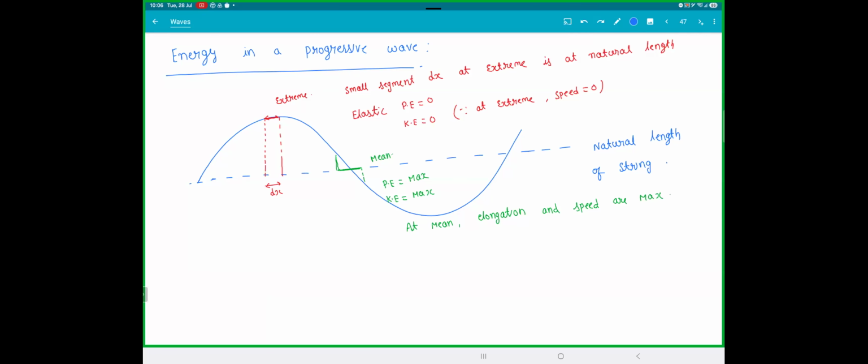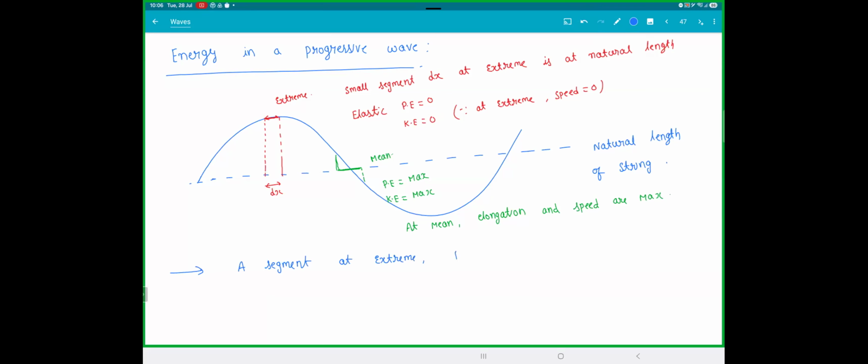This is the first time you're seeing something like this. Till now, what you used to see? Potential energy 0, kinetic energy maximum. Kinetic energy 0, potential energy maximum. This is the first time you're seeing both are 0 and both are maximum. So this is for a segment, okay? A small piece. A segment at extreme position.